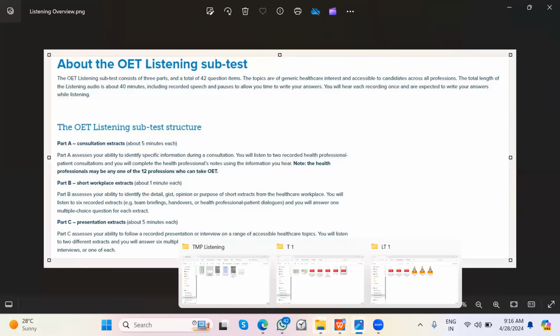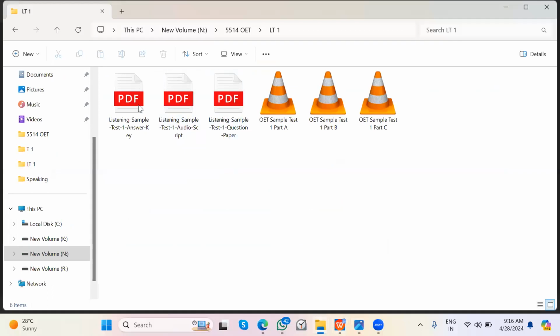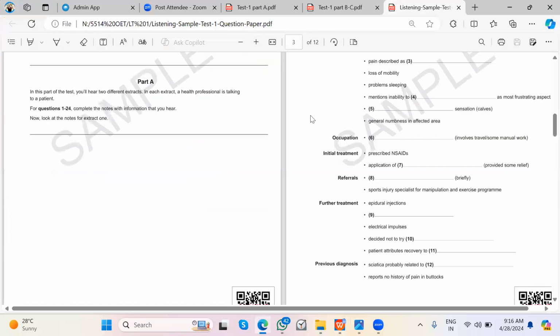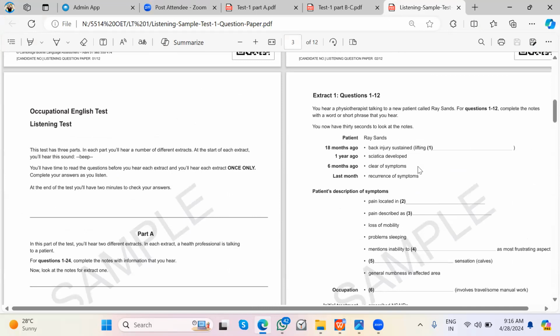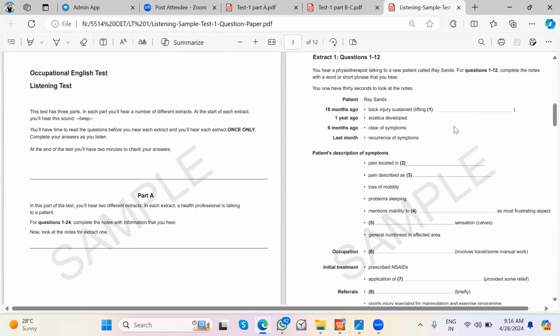All right. So if you look at part A, it looks like this. You have the extract 1 here, and you have the questions from 1 to 12. In part A, you have questions ranging from question number 1 to question number 24. And the question types are simple, gap filling exercise or sentence completion exercise. These are very simple just because you have to take down the information.